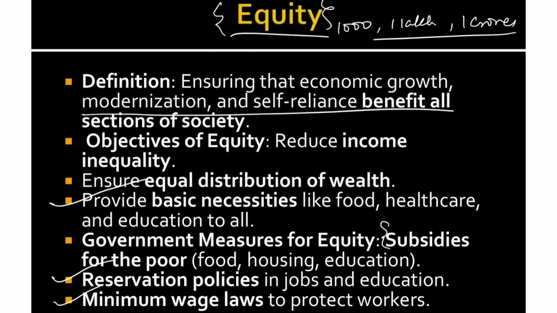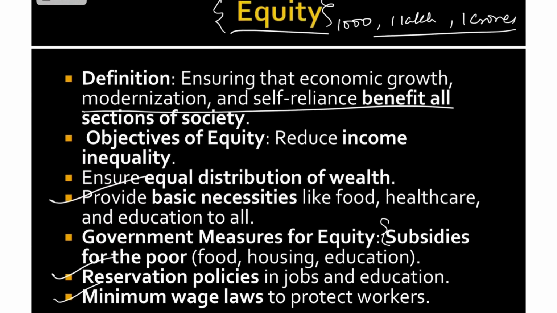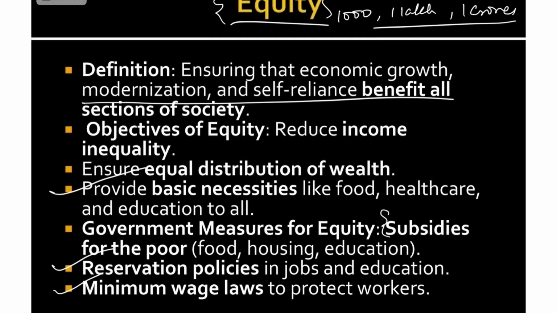So that's all for today. We'll continue with the introduction to agriculture in independent India. We have already discussed the economic system. We have introduced the chapter, and we have also introduced economic planning and its goals.